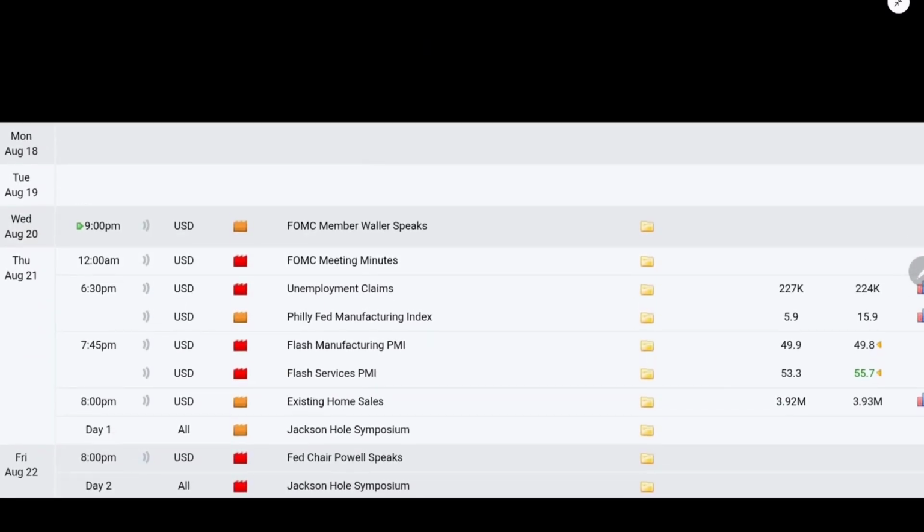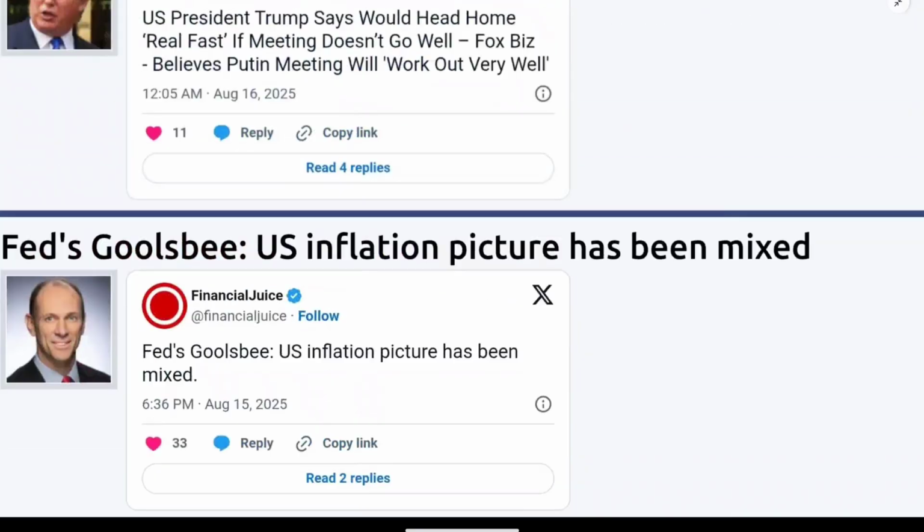As you can see, there is no news on Monday and Tuesday, and on Wednesday, Thursday and Friday, those 3 days, we have a lot of news. We will break down all of the news and also see the market movement from the news side.